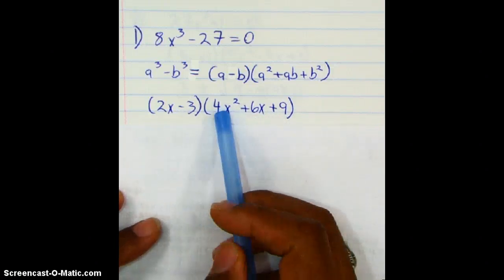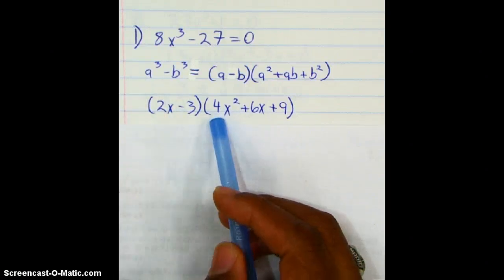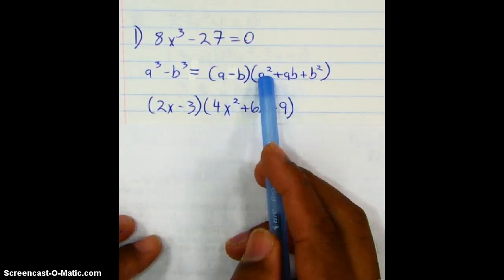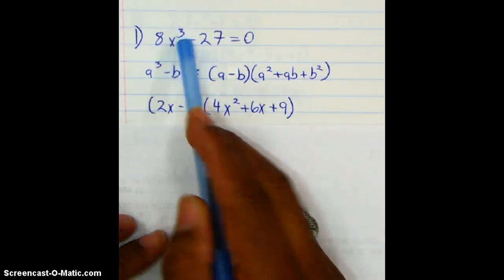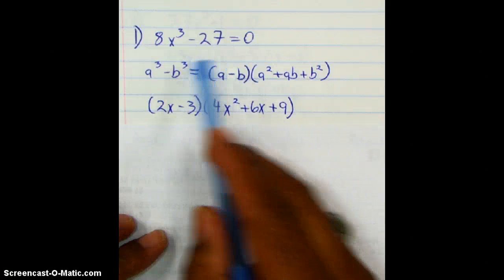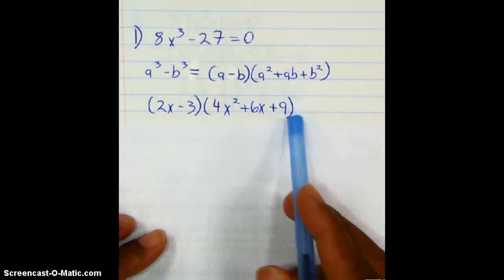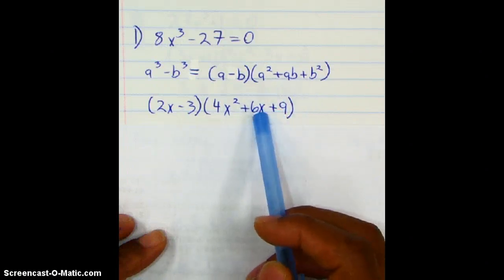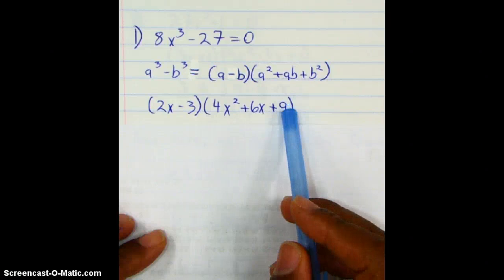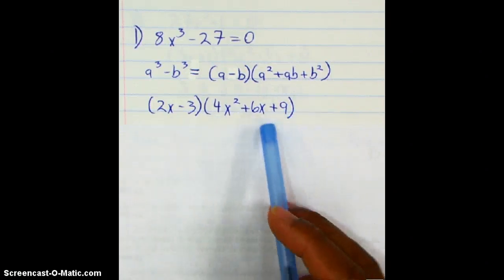Now the reason why this is 4x squared is because 2 squared is 4. And the x squared follows from the formula, we're going to square the x, so x squared. We fill in the rest of it. So 2x times 3 is 6x, so that's where the 6x comes from, and the 9 comes from 3 squared is 9. So that's where all the numbers come from.